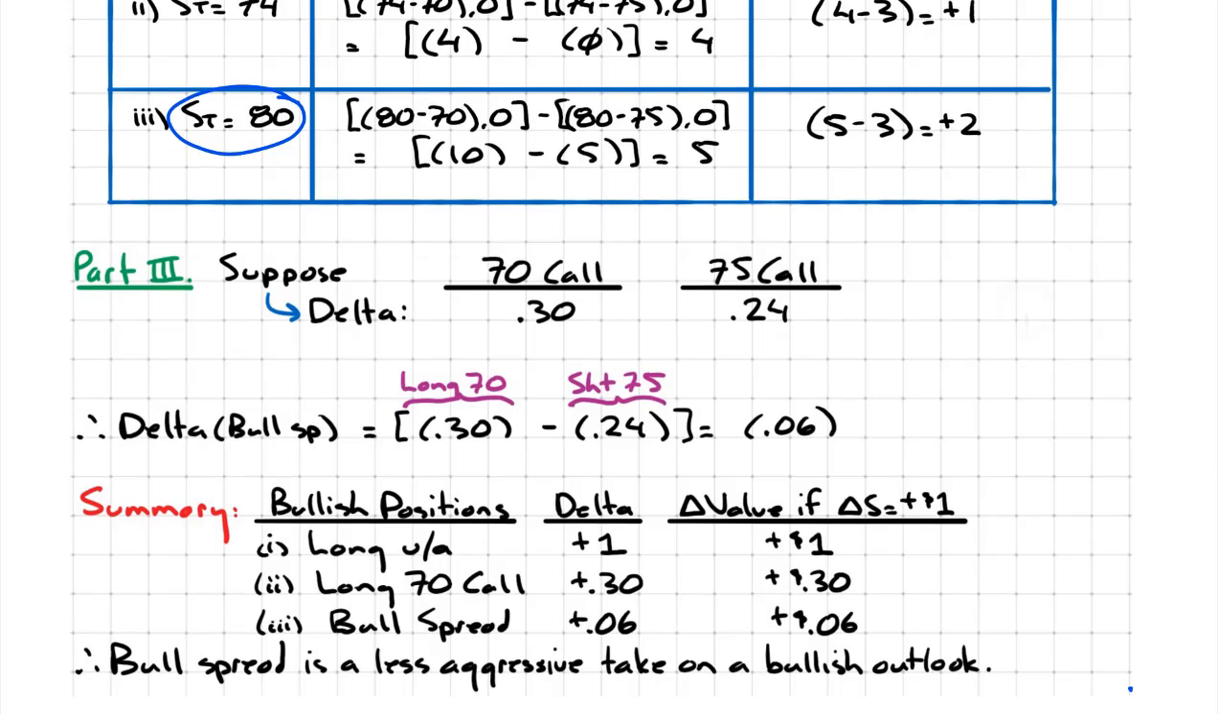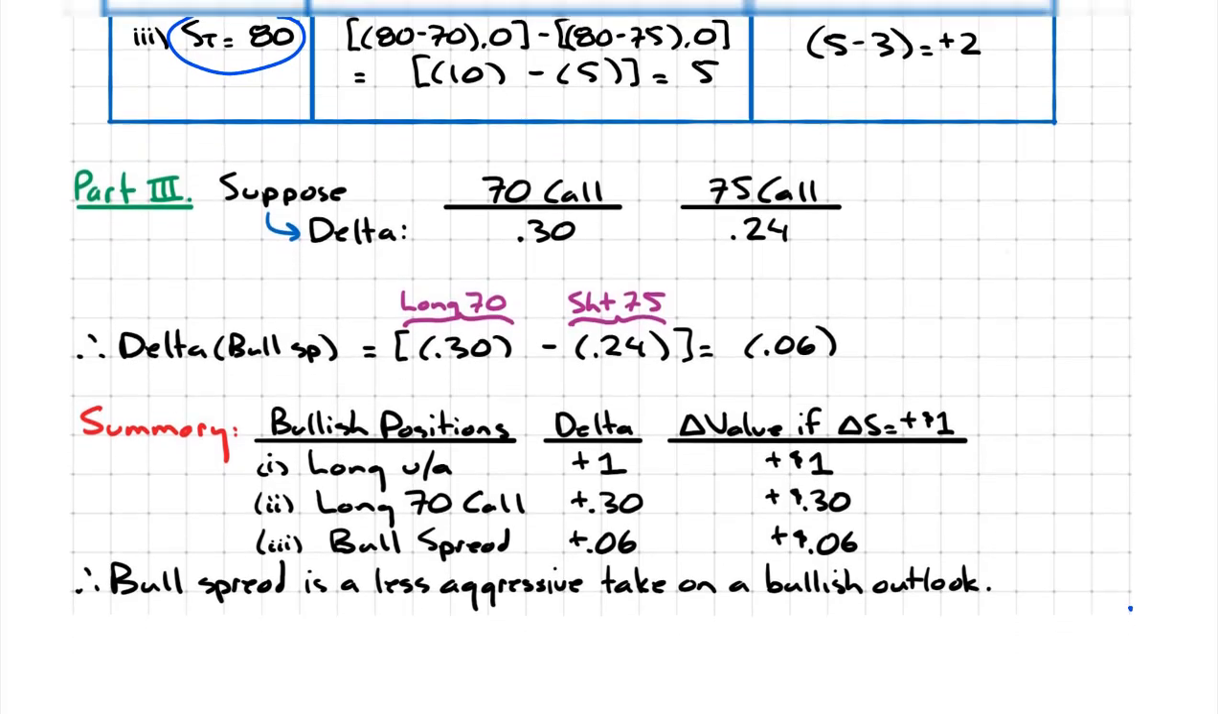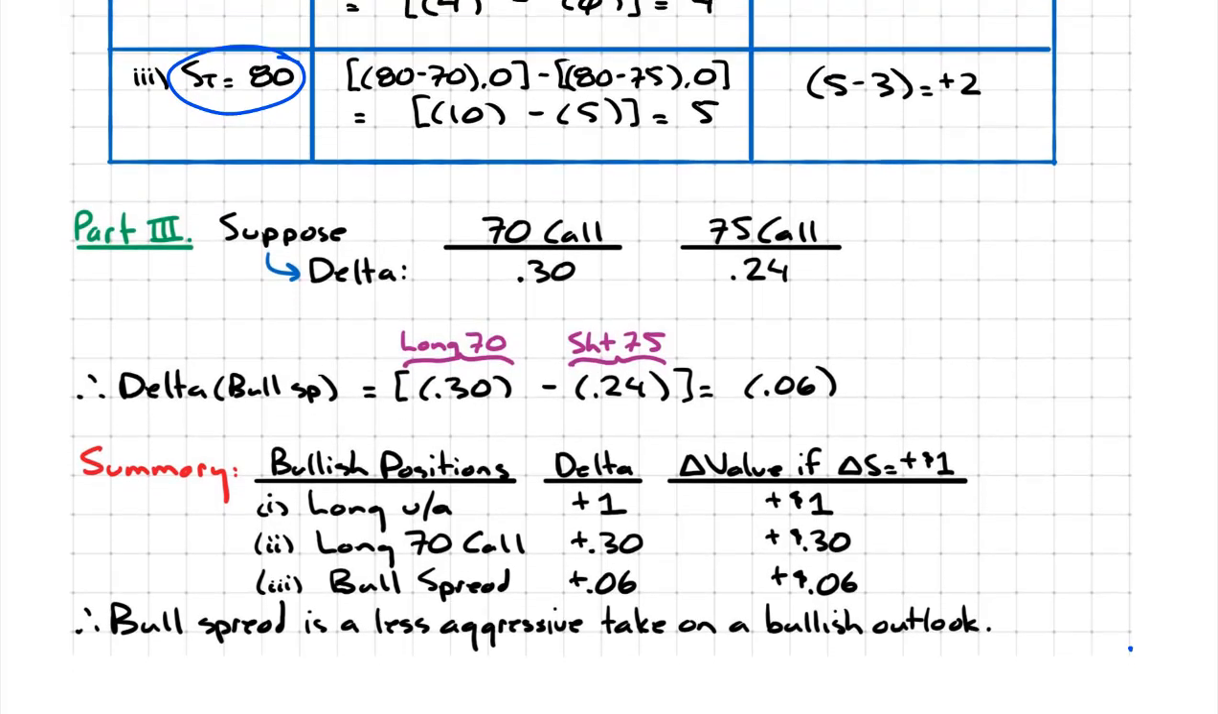Okay, part 3. Suppose that the delta for the 70 call is 0.3 and the 75 call is 0.24, and we're asked to find the delta for the entire position, which is the bull spread. Now remember what delta measures. Delta measures how sensitive the position is to changes in the price of the underlying asset.